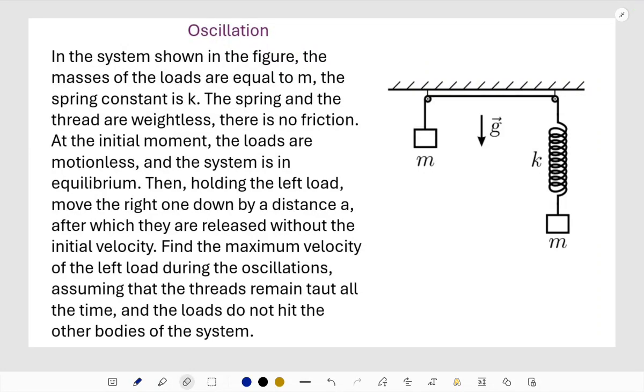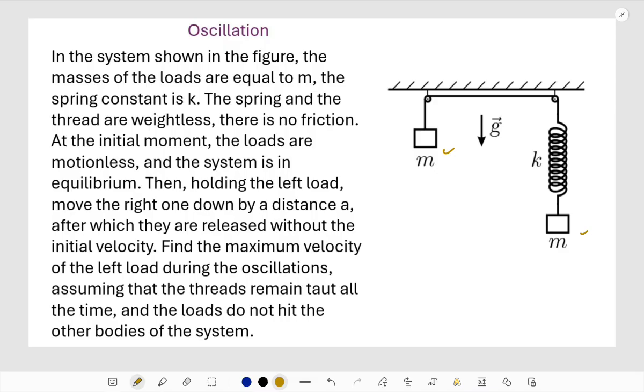Here is another problem. This is a simple oscillation problem. It says: in the system shown in the figure, the masses of the loads, these small blocks, nothing else, are equal to m. The spring constant is k.